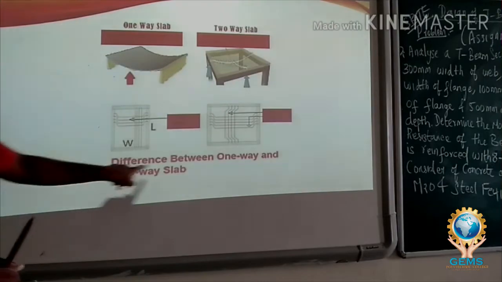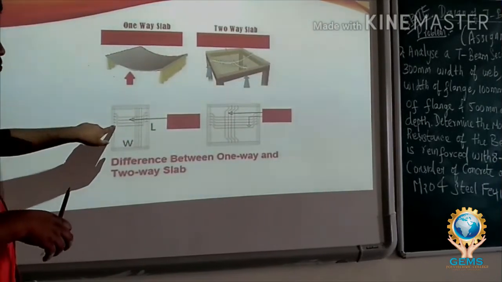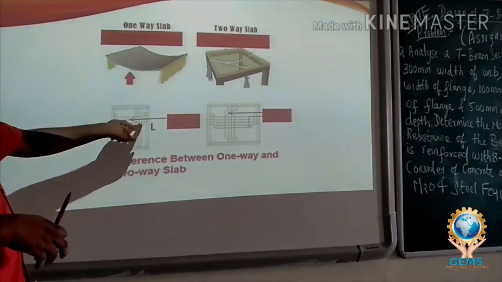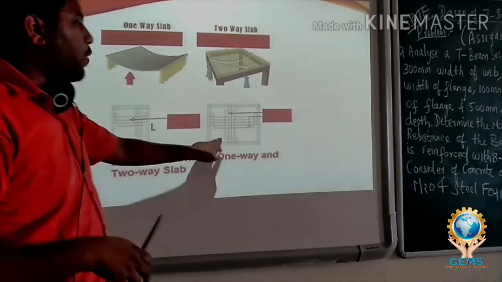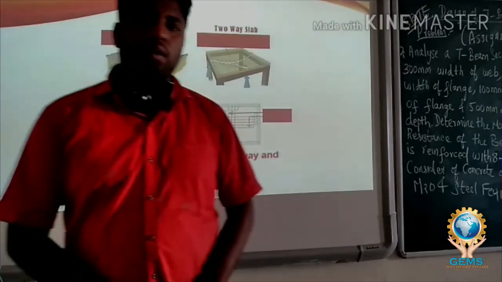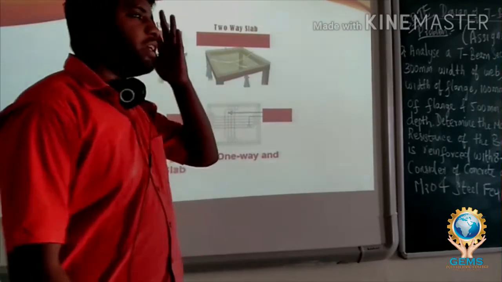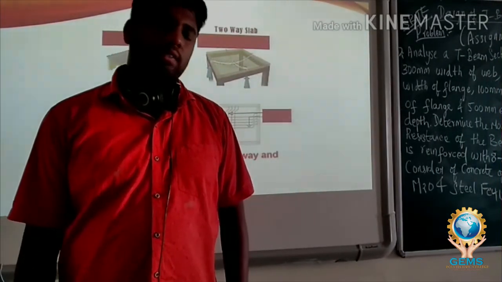So that is called as two-way slabs. See the difference between one-way slab. As I already told, the main reinforcement will be provided in the shorter span and the distribution part will be provided in the longer span. In two-way slab, on both the sides, the main reinforcement will be provided. Okay, so this is the major difference between the one-way slab and the two-way slab.